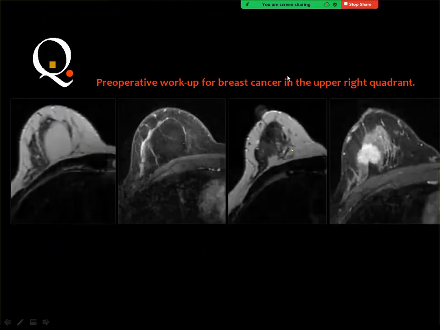This is a female preoperative workup for breast cancer in the right upper quadrant.